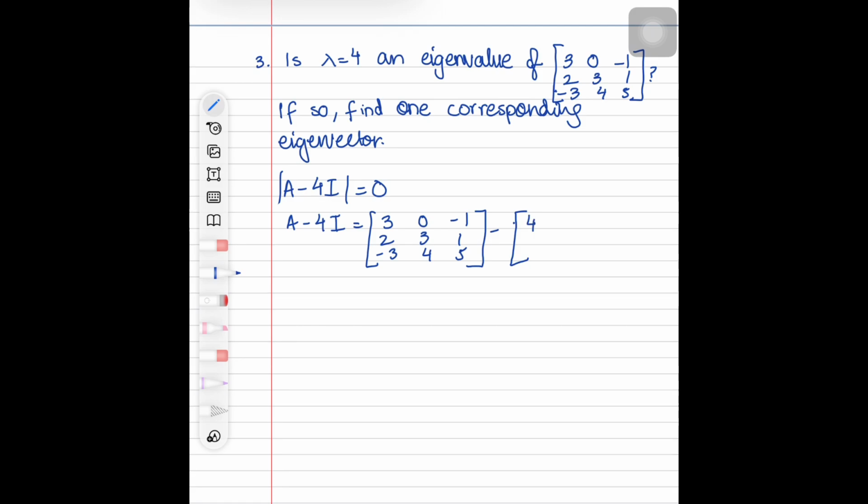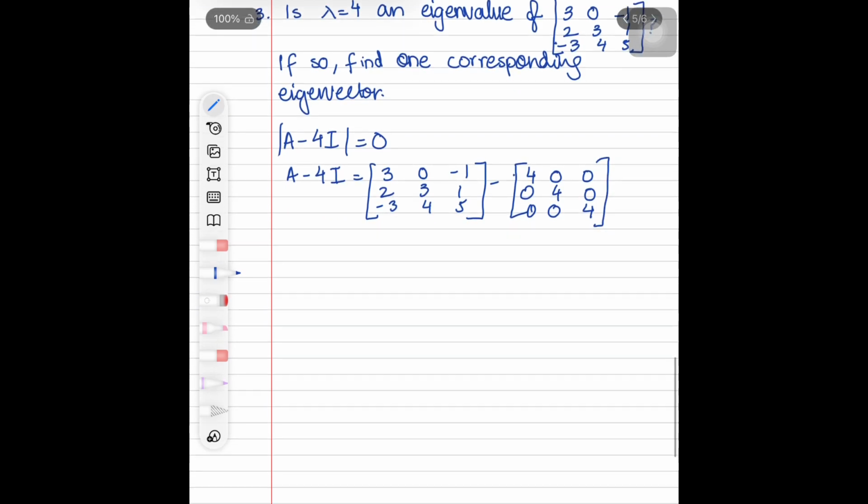So this is going to be a 3 by 3 identity matrix, since we have a 3 by 3 matrix right here. So 4, 0, 0. I hope you all know how to form these by now. These are quite straightforward.